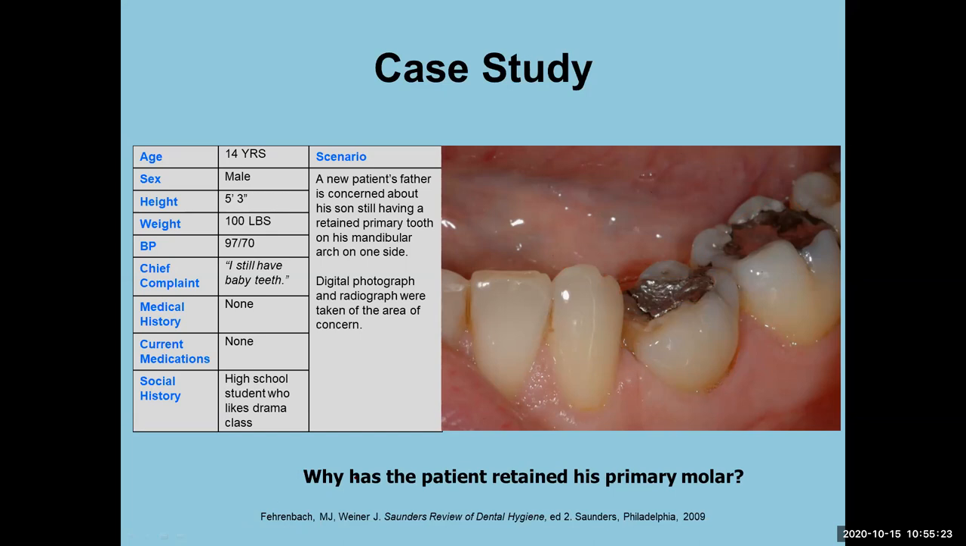To maintain a space, yes. Now this is an older person that really shouldn't have this tooth still in it. So what probably happened is they didn't have a permanent tooth underneath it. So what we do is, if we know that through bite wings and radiographs, we will keep this baby tooth, this deciduous tooth, in there to maintain space until the tooth wants to give out, and then we'll place an implant in.